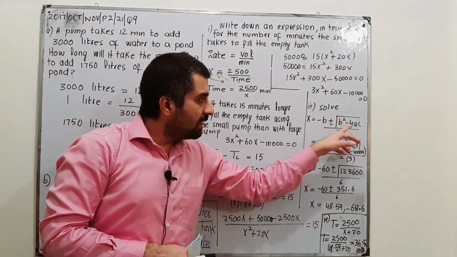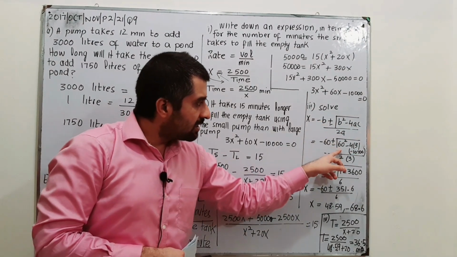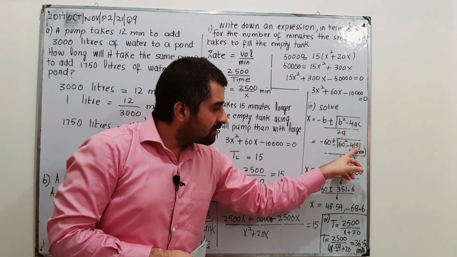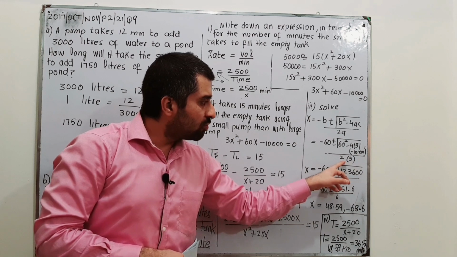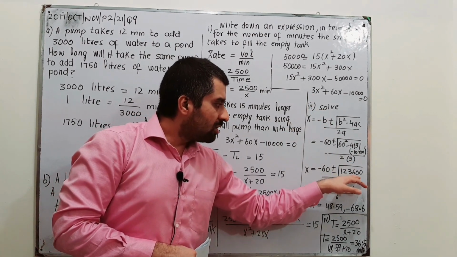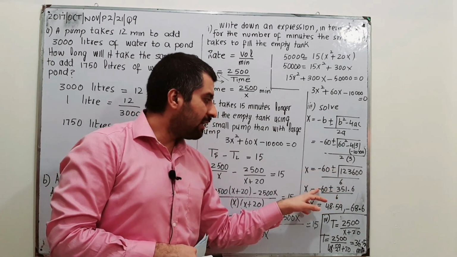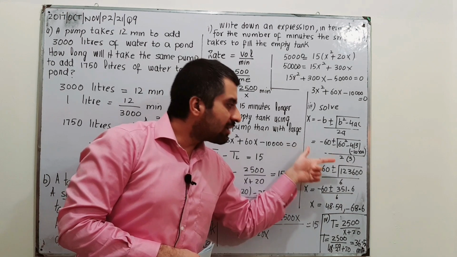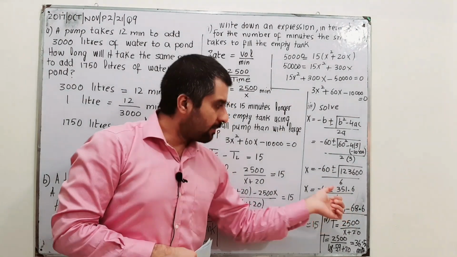Use your values of b, a and c in this formula. So 60 in place of b, a is replaced by 3, c is replaced by minus 10,000, divided by 2 into a, which is replaced by 3. Now that gives you under root 123,600 plus minus 60 over 6. Now that will give you minus 60 plus minus, when you take the square root of 123,600, you will get 351.6 over 6.